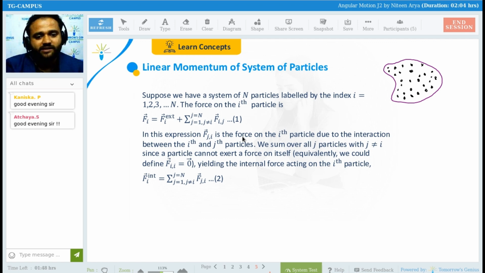the external force plus the summation of all Fij. Suppose we have a system of n particles, labeled by the index i equals 1, 2, 3 to n. Therefore, the force on the ith particle. What does it mean? Suppose I pick this particular particle; I can assume it is the ith particle. First of all, I have n particles, and I can choose i from 1 to n, anything.